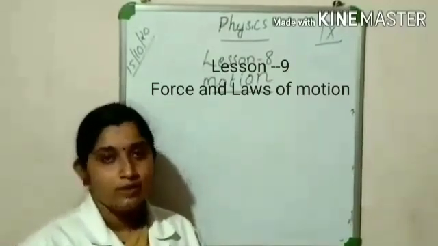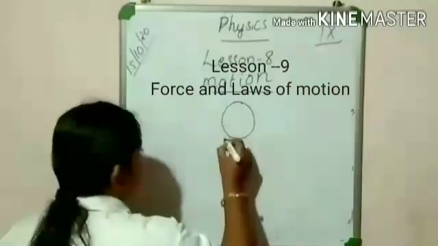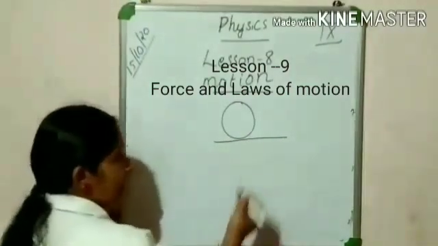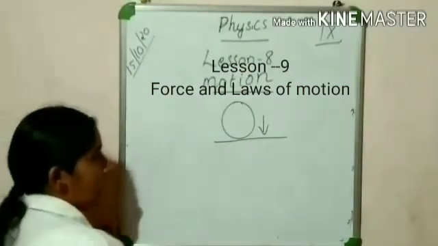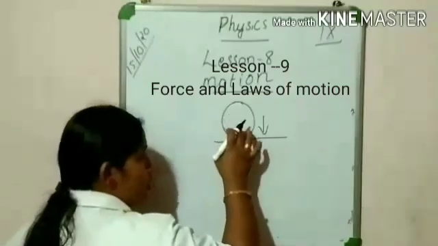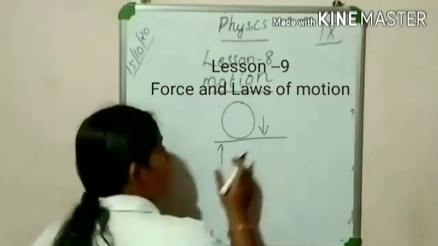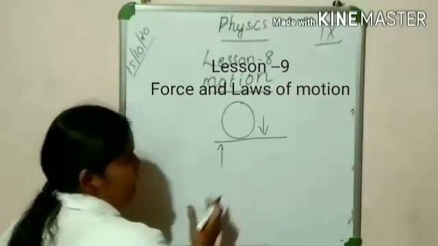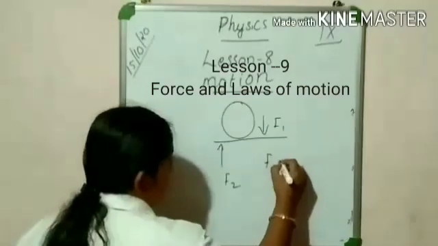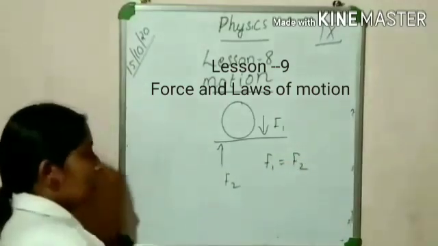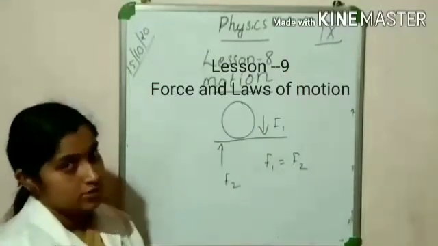Let us talk about some activities. When we place a ball on a table, the ball exerts a force on the table in the downward direction, and the table also applies a force on the ball in the upward direction. These two forces are equal. That means the magnitudes of these two forces are equal, that is F1 equals F2. But the directions are opposite.